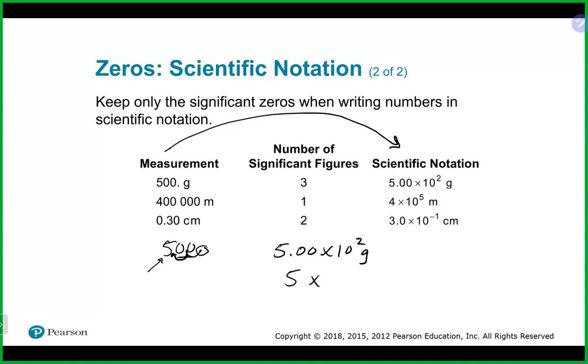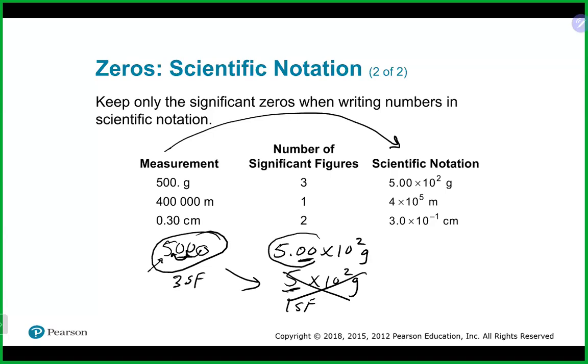Why should I not write it like 5 times 10 to the 2 grams? How many significant figures would it have in that case? 1, right? When it had originally 3, which means by doing so, I just made my number a lot worse than it should be, right? So in this case, we do need to keep those zeros to maintain the proper number of significant figures when we turn it into scientific notation, as all of those numbers before the times 10 part are going to be significant.